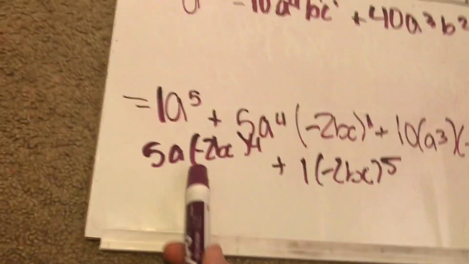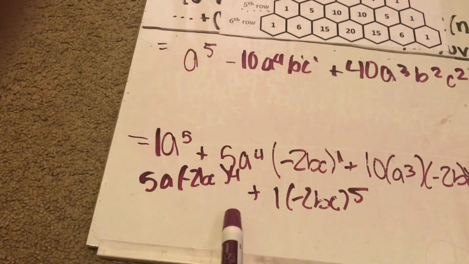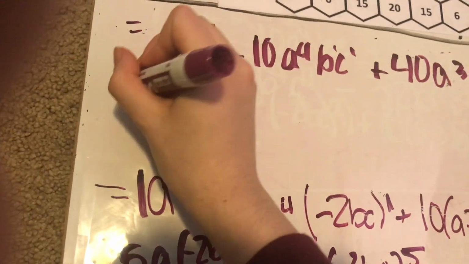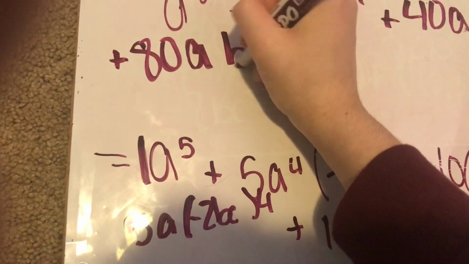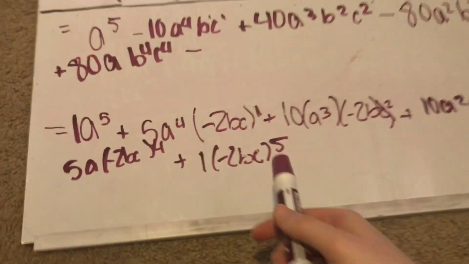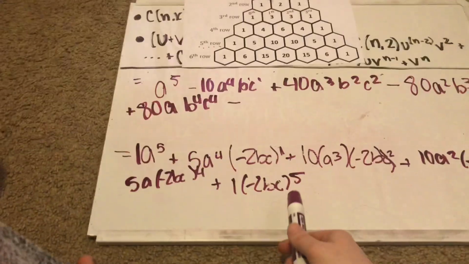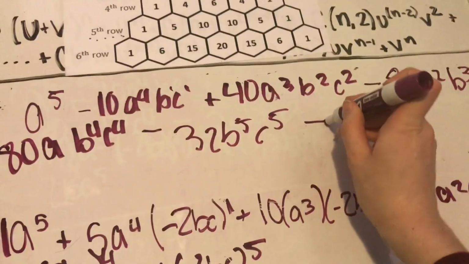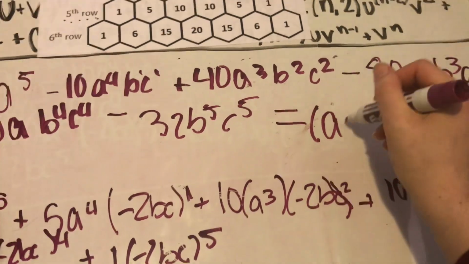Now, negative 2 to the fourth is positive 16, and then positive 16 times 5 is going to be 80. So this is plus 80ab^4c^4, and then the next one is going to be negative because it's an odd exponent times a negative number. So this is going to be minus 32b^5c^5 because negative 2 to the 5th is negative 32. And if we forgot what the original one was, that is what (a minus 2bc) to the 5th is equal to. That was a lot of work, but everything we worked with today is finally piecing itself together.